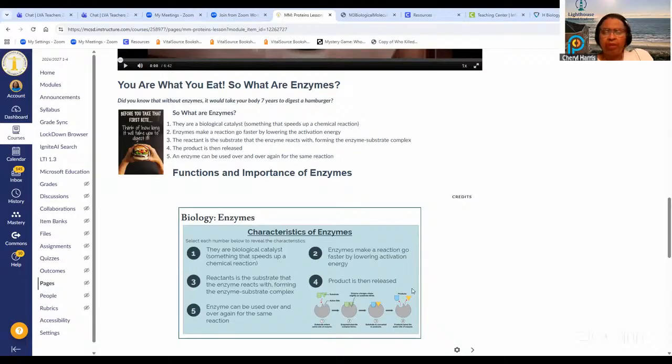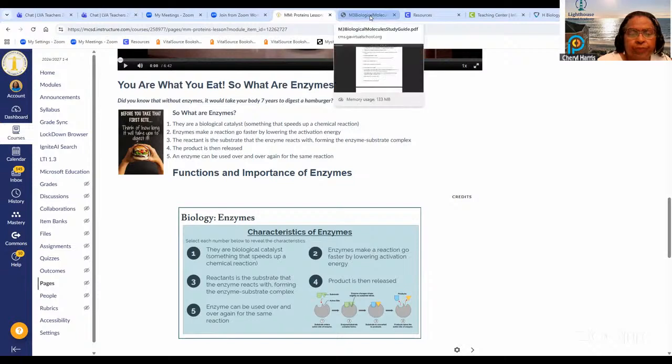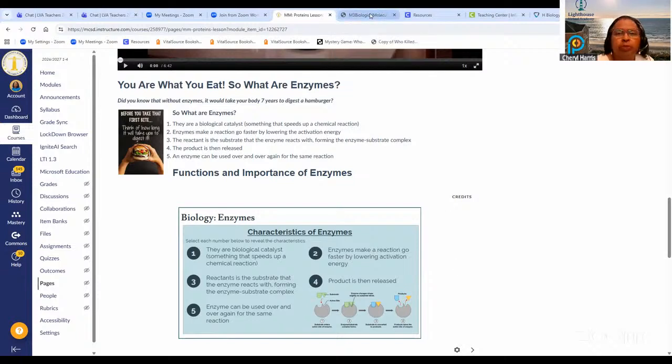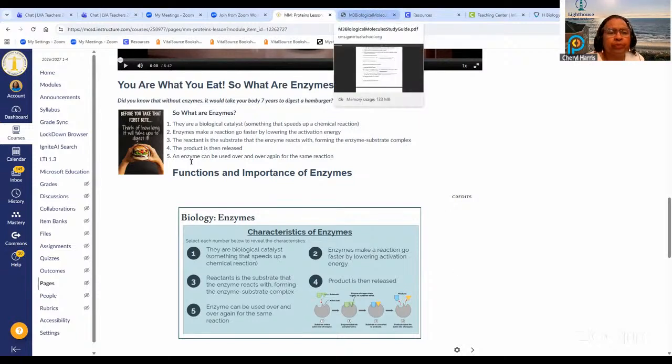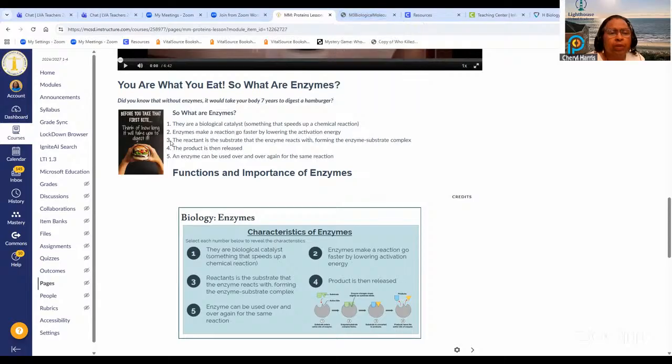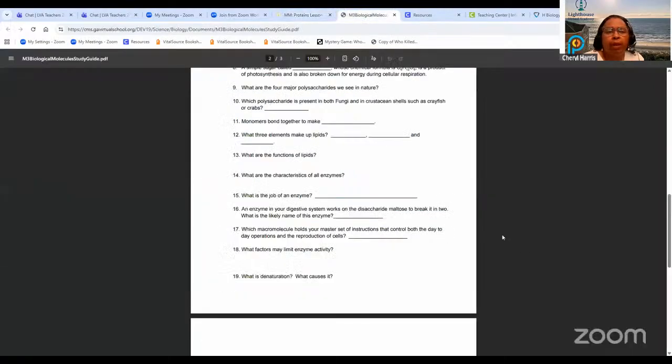So this kind of answers those two questions on the worksheet. If you can get back to your protein section, that's where it says, so what are enzymes? It says the same thing up here. Okay, all right. What is the job of an enzyme?